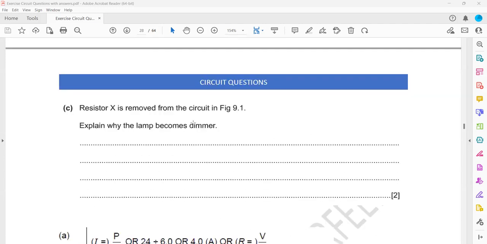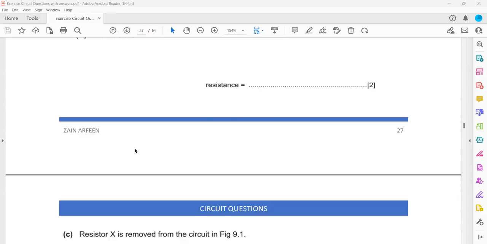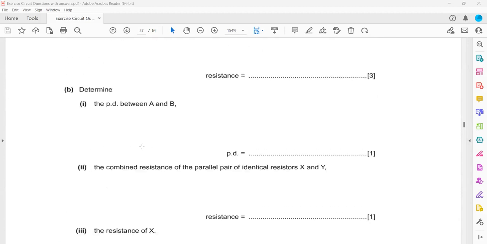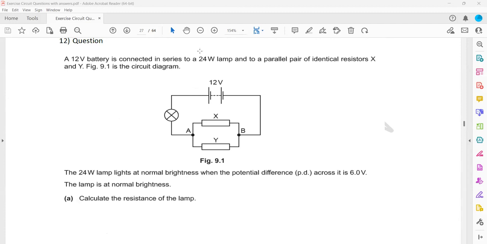Resistor X is removed from the circuit. Why does the lamp become dimmer? Look, right now the resistance of the lamp is 1.5 ohm and the resistance of this parallel combination is also 1.5 ohm. So the voltage was dividing equally, 6 volts and 6 volts. This was an equal division.